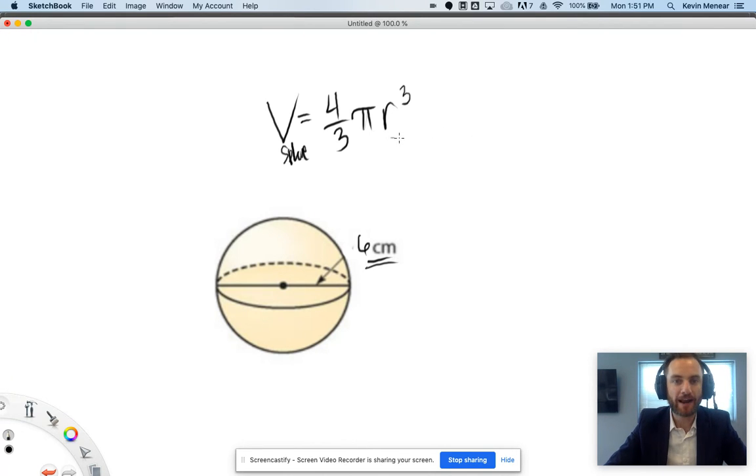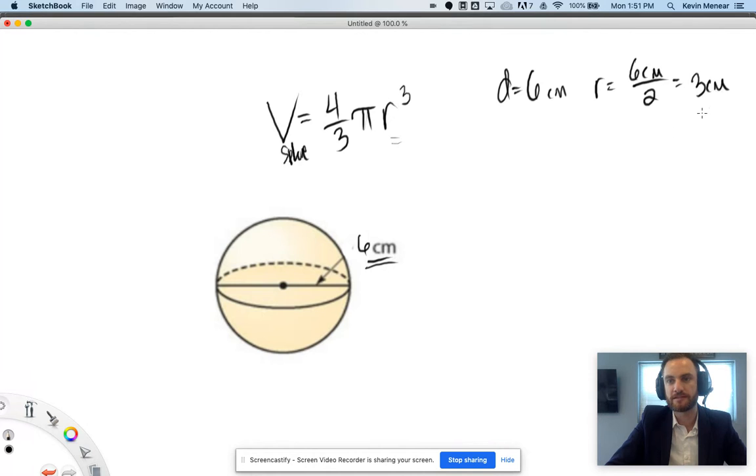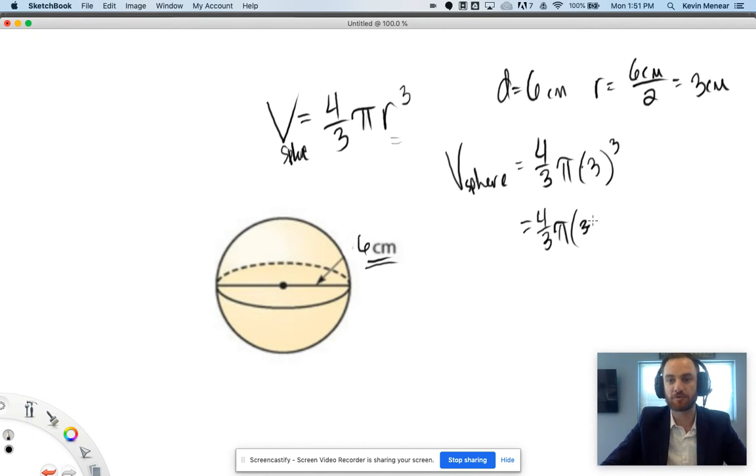So I don't quite have the radius yet. I have the diameter is 6 centimeters. So the radius is 6 centimeters over 2, which is equal to 3 centimeters. Cool. All right, now I can find the volume of the sphere because all I need is the radius. It's 4/3 pi r cubed, and r is 3 cubed. So it's 4/3 pi. What's 3 cubed? Well, that's the same thing as 3 times 3 times 3, right? So 4/3 pi, 3 times 3 is 9 times 3 is 27.